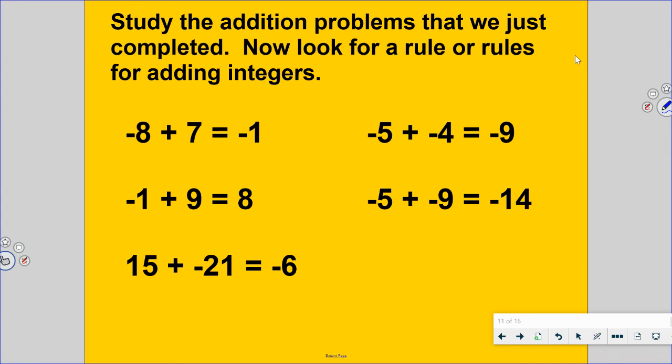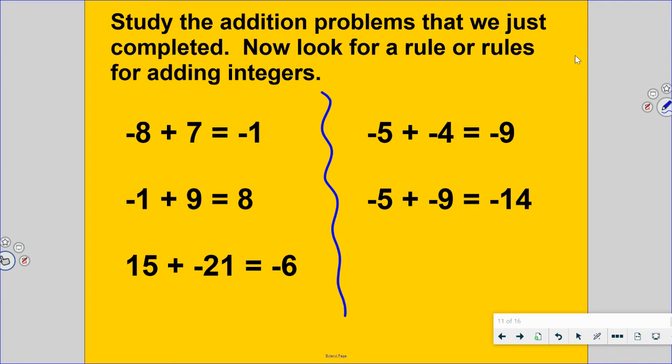I want you to think about these problems for a little bit. And I want you to try to come up with your own rules. Look on the left side, what patterns do you see? Look on the right side, what patterns do you see? In fact, I would encourage you to pause for a second and think, how are these problems similar? How are they different? How are the problems on the left similar? How are the problems on the right similar? And see if you can come up with your own rule. Come on back when you are ready.